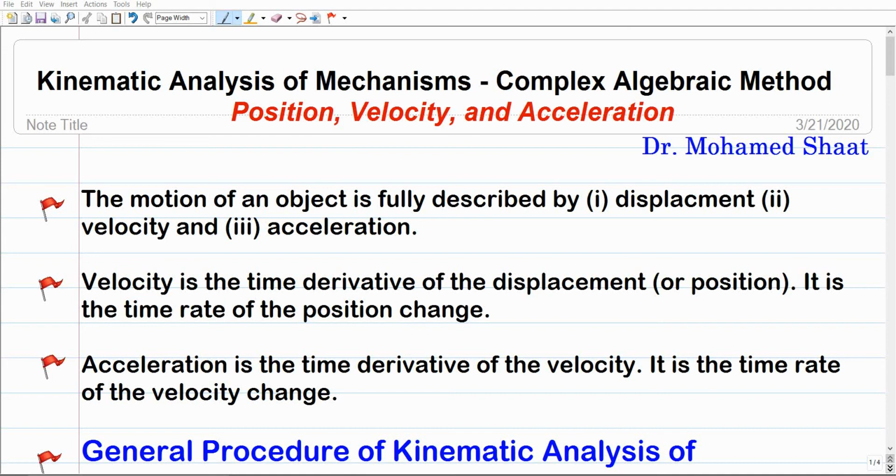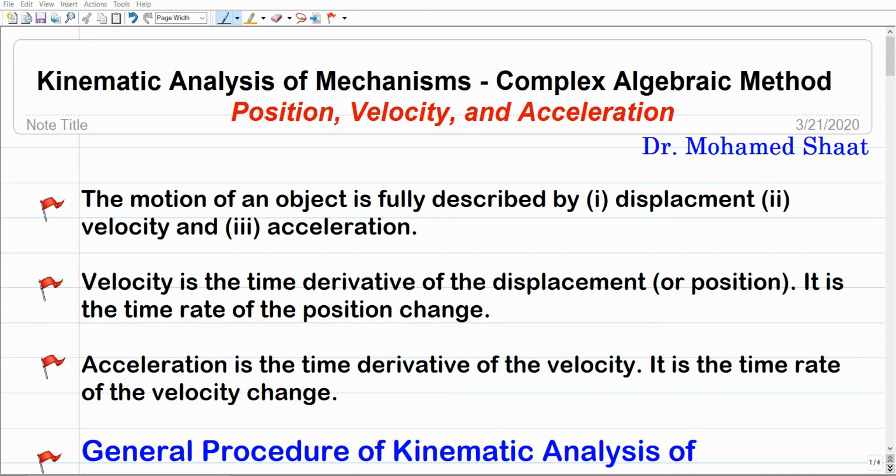Using the complex algebraic method, we discussed and practiced how we can do position analysis. Today in this video, I'm going to show you how we can do velocity and acceleration analysis as an extension of the position analysis, for almost the same mechanism that we covered before.